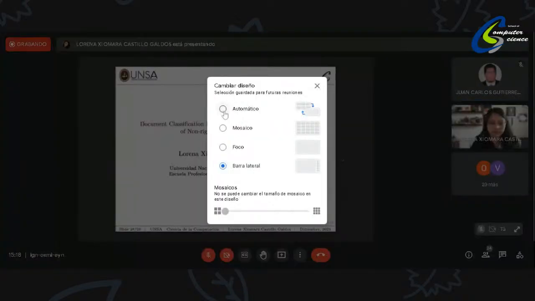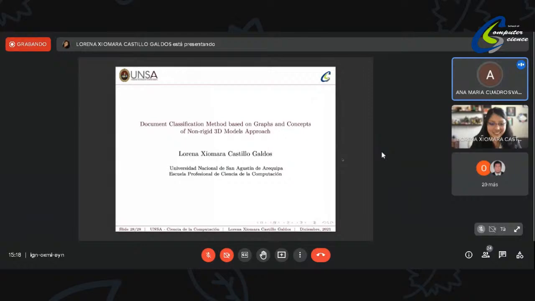Okay, good job, Lorena. I have some questions about your investigation. First, how did you get the edge weight of the graph? Excuse me, can you repeat it, please? How did you get the edge weight of the graph?